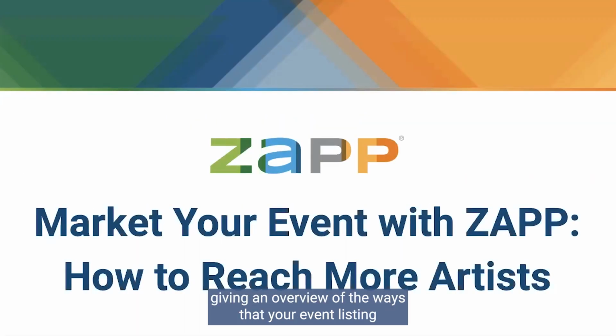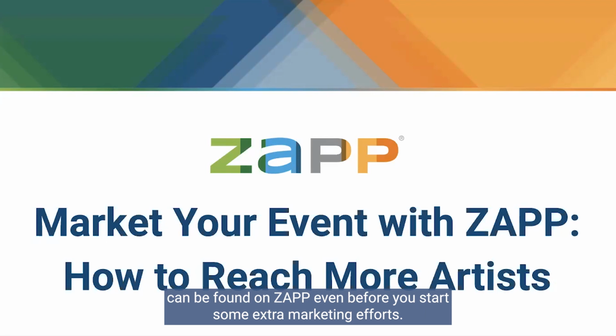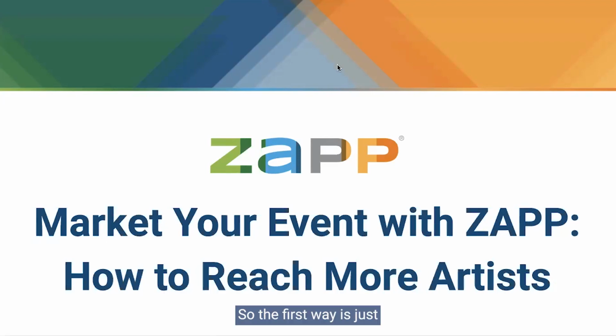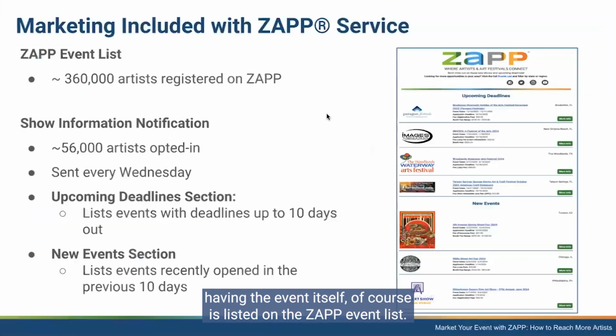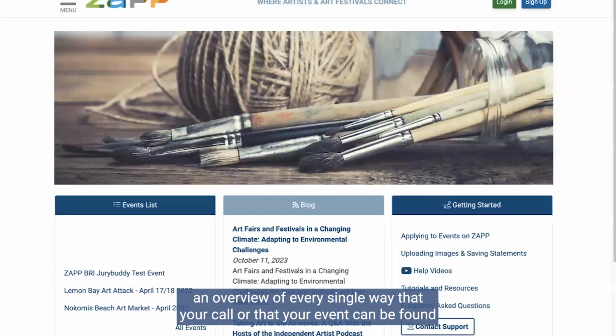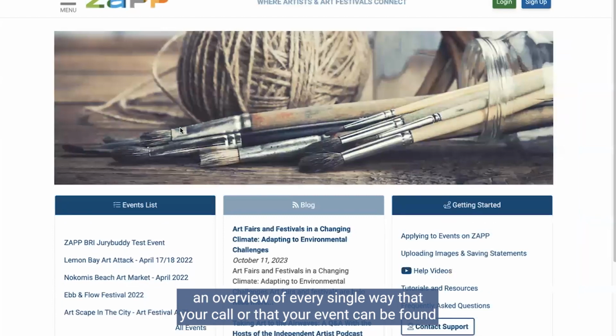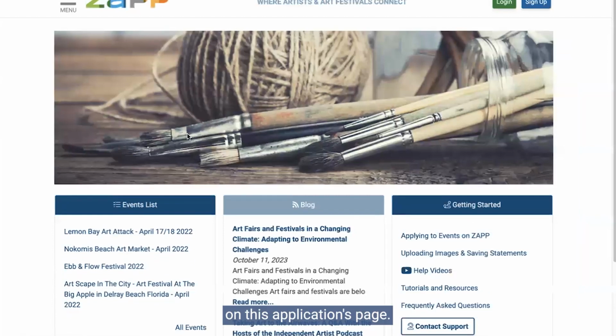I'm going to be giving an overview of the ways that your event listing can be found on ZAPP even before you start some extra marketing efforts. So the first way is just having the event itself, of course, listed on the ZAPP event list. Just to demonstrate real quick, because I want to give you an overview of every single way that your call, or that your event, can be found on the ZAPPlications page.